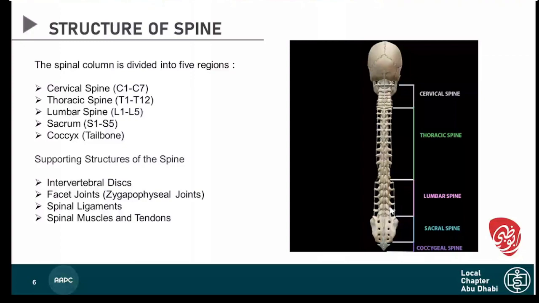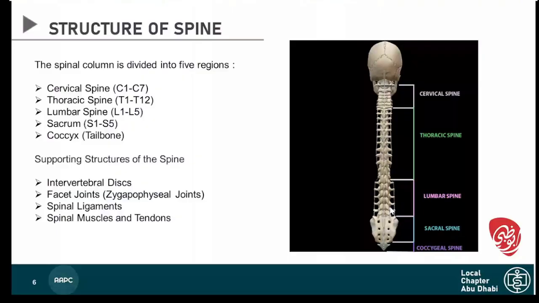they fuse together at the age of 18 to 30. These sacrum and coccyx vertebrae typically fuse together at the age of 18 to 30 and finish in middle age. Okay, so this is about the segments: cervical spine, thoracic spine, lumbar spine, sacrum, and coccyx.